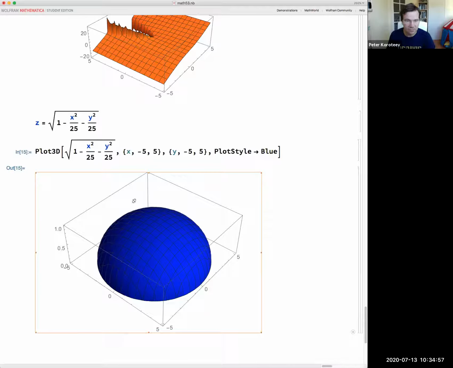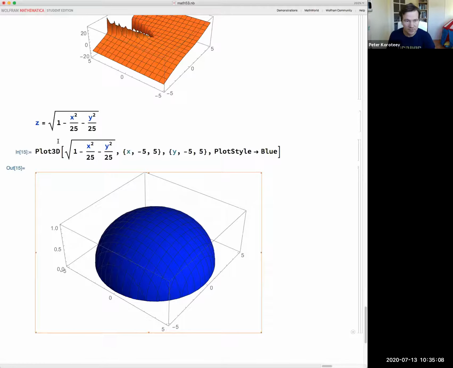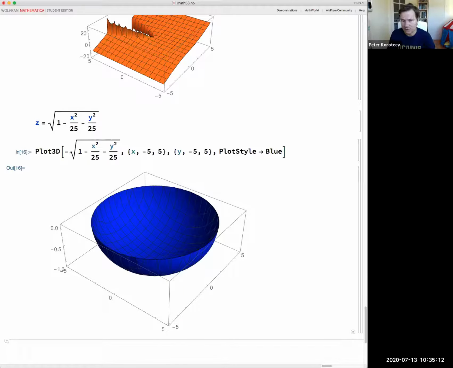And so yeah. Does that make sense? Yeah. So of radius 5. We can put a minus sign, that will be the lower, the southern hemisphere.